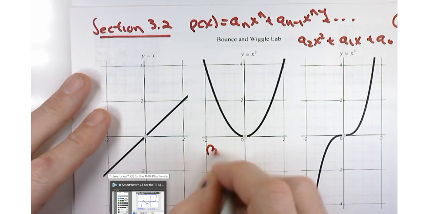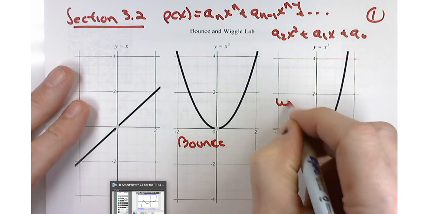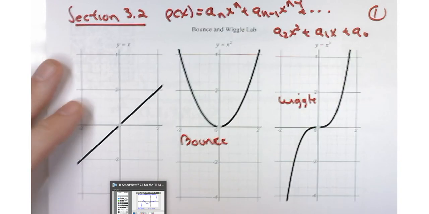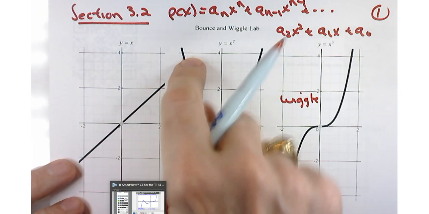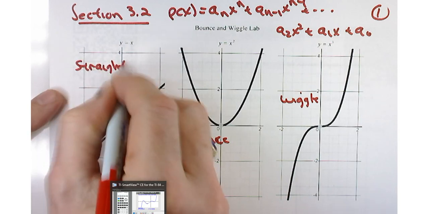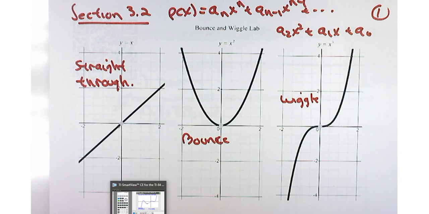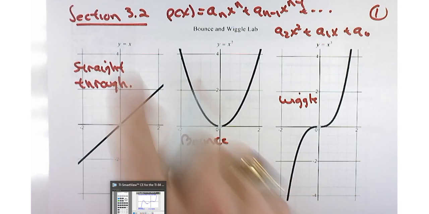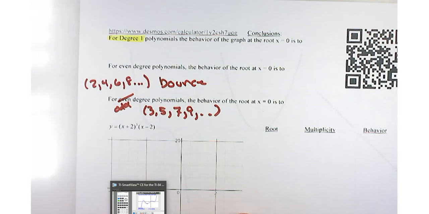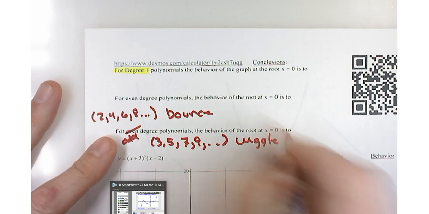So we've got a couple different types of behaviors. This one's going to be a bounce. This one's a wiggle. And this last one, we're going to characterize as exactly what it is. It just goes straight through. So those are your three behaviors. Now, in general, they're going to happen exactly when you have different exponents for this x. So you've got bounce, wiggle, and straight through.